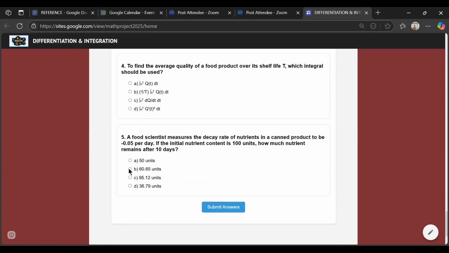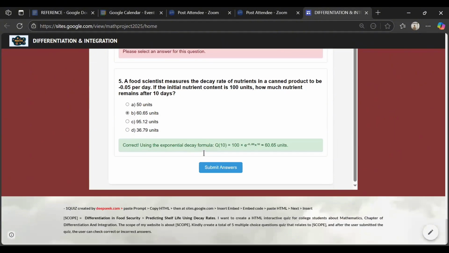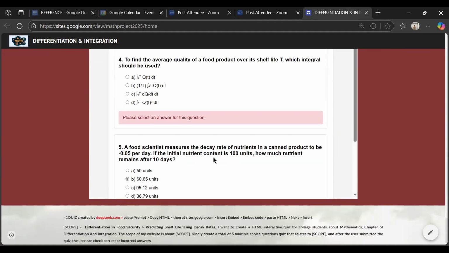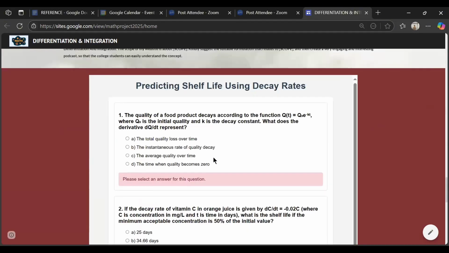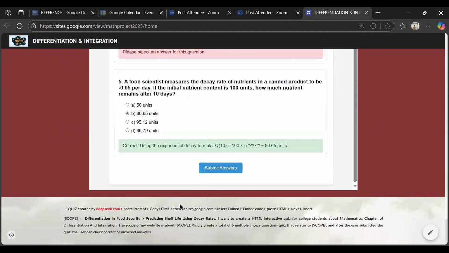So if I choose any answer and I click submit answers, there you can see whether the answer is correct or not and the explanation for it. That's how the quiz works. And lastly, I also attached the prompt that I used to create this quiz, which is by deepseek.com.